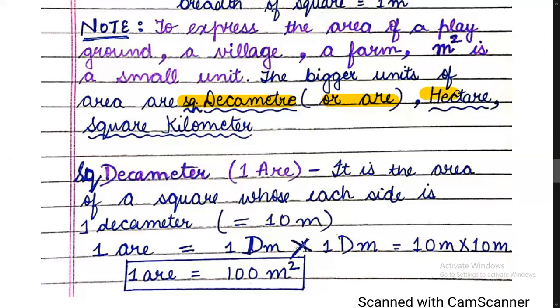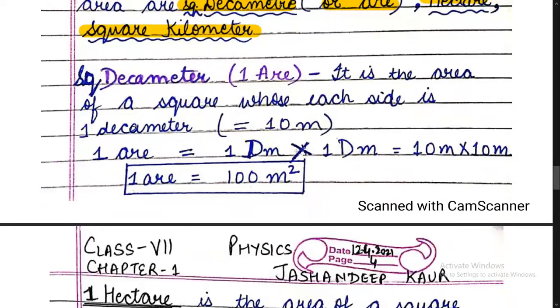And then you are having hectare also, and then we can further use square kilometer. So let us learn what is decameter square, which is also known as are. Children, a square decameter is the area of a square whose each side is 1 decameter.